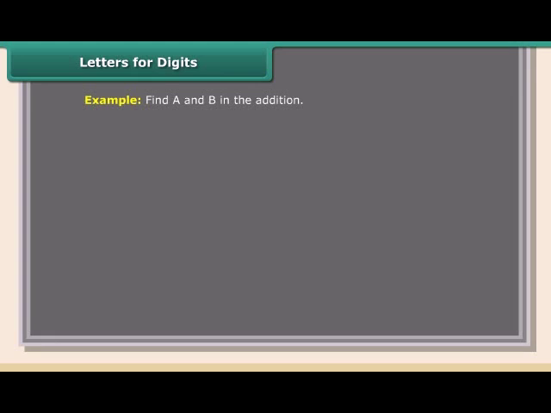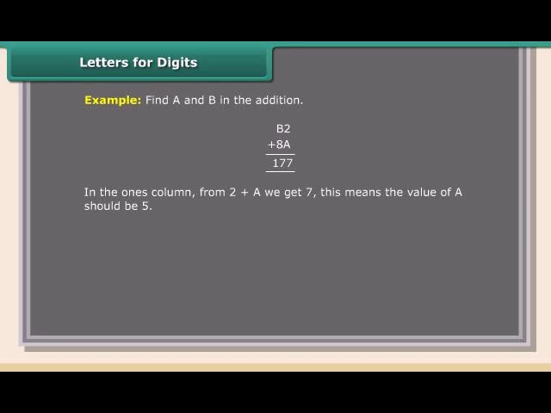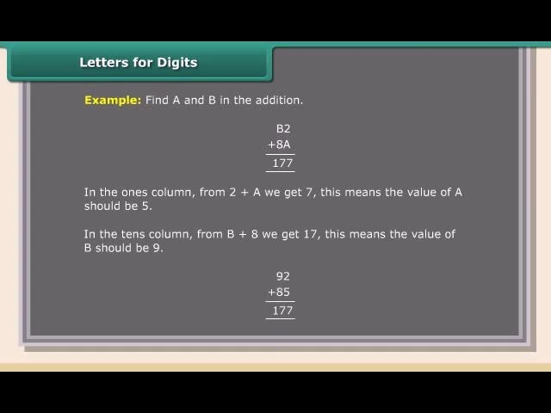Example. Find A and B in the addition B2 plus 8A is equal to 177. In the ones column, from 2 plus A, we get 7. This means the value of A should be 5. In the tens column, from B plus 8, we get 17. This means the value of B should be 9. 92 plus 85 is equal to 177.